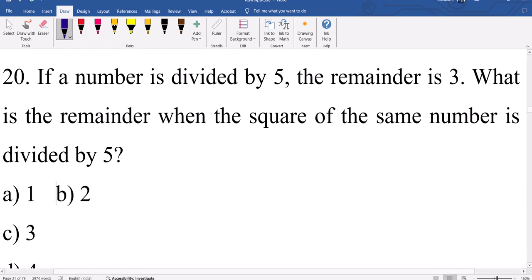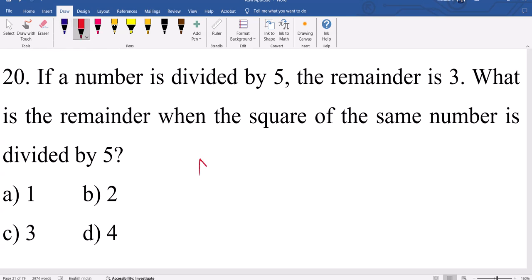Expecting you people ignore about options. Expecting you people to answer this. A number is divided by 5, the remainder is 3. If square of the same number is divided by 5, what is the answer? My dear friend, number is divided by 5, remainder is 3. Can I take number as 8? Listen. Can we take number as 8?